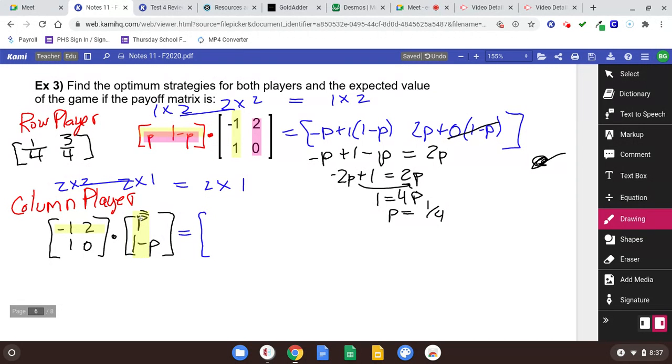So the first one times the first one is going to be negative p. And then the second one times the second one is going to be 2 times 1 minus p. So plus 2 times 1 minus p. That's the first row times the first column. So that's the first row, first column entry.